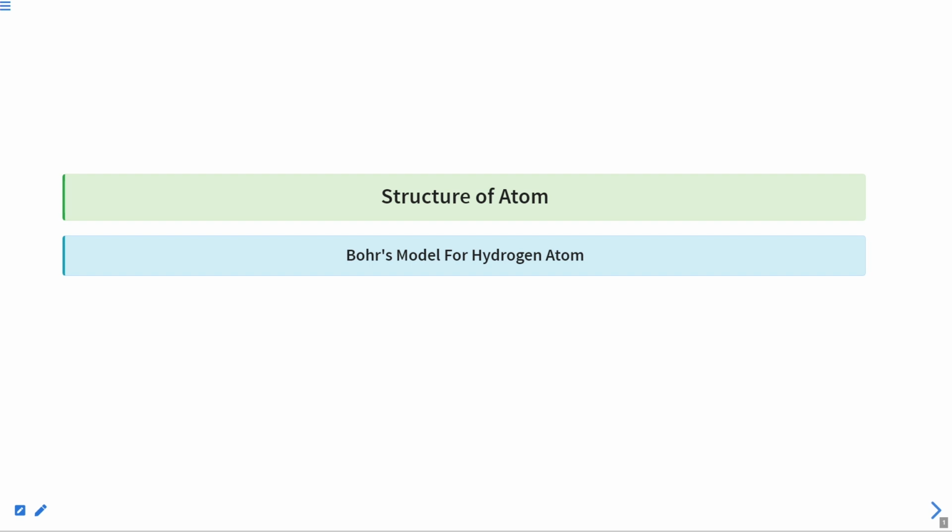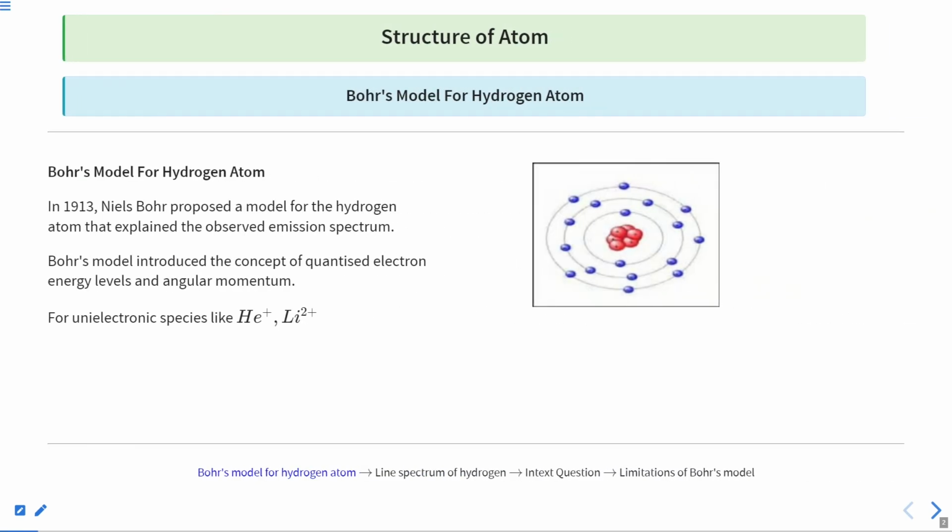It has some limitations, but from the point of view that it was just the starting for this model, he predicted a quite good model which proved many of the experimental data. So let us start with the Bohr model. First of all, this is the model that is given by Bohr. This diagram is given here.